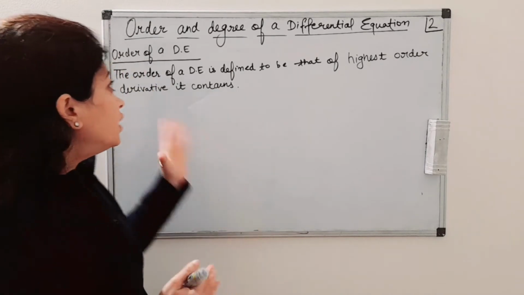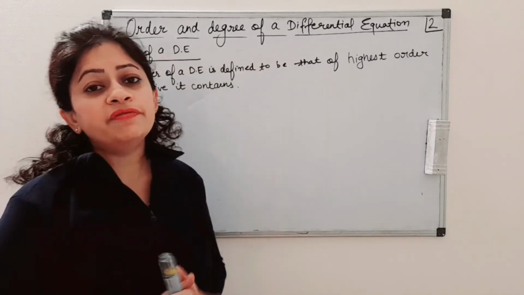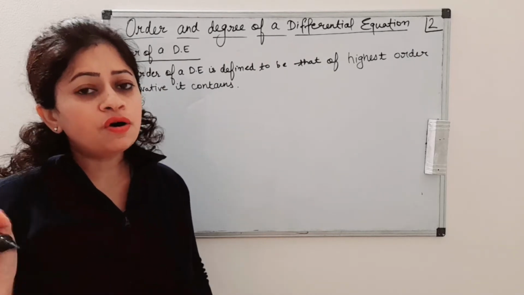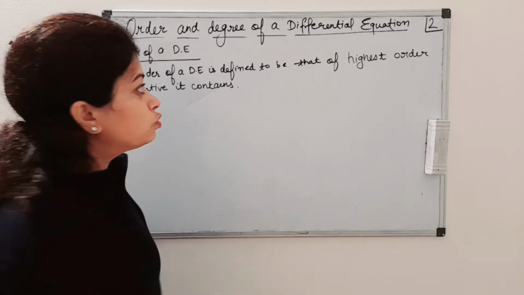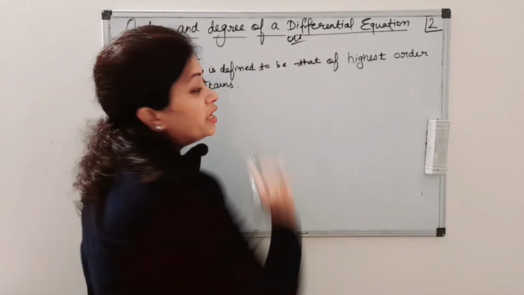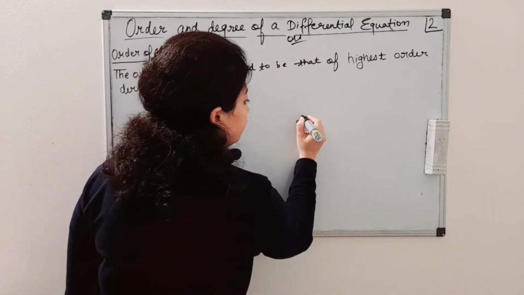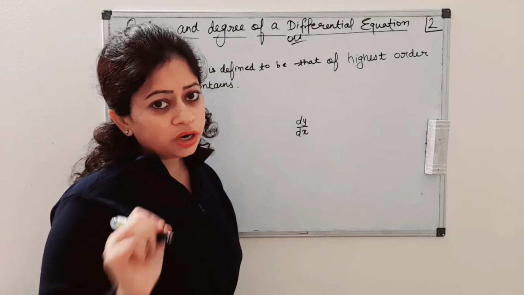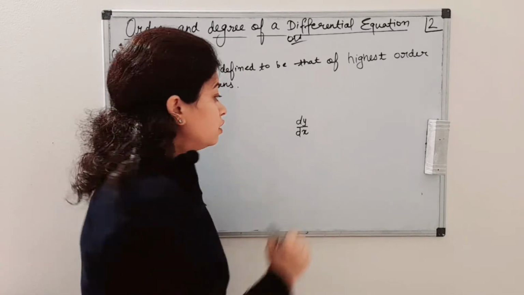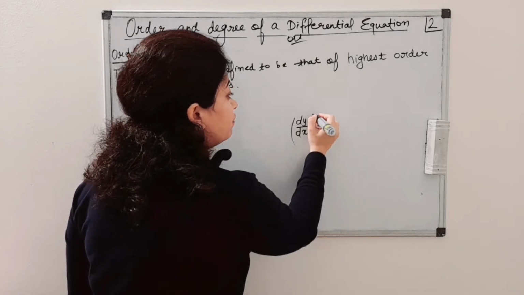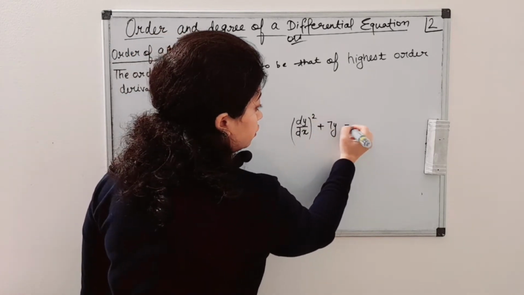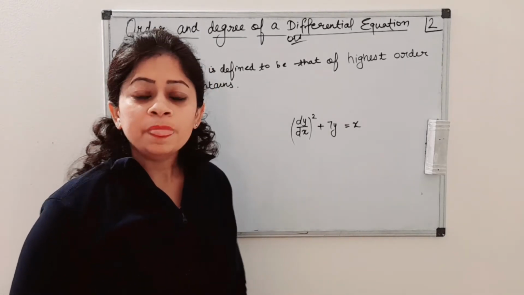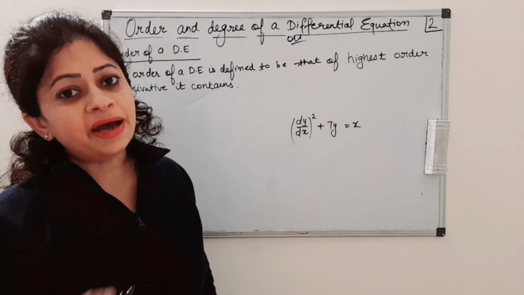Now we come to what is the order and degree of a differential equation. We are studying only ordinary differential equations, so we will study the order and degree of ordinary differential equations. What is ordinary and what is partial we have already studied. If we have only ordinary derivatives in an equation, then we say it is an ordinary differential equation. So first of all we will see how we define the order.